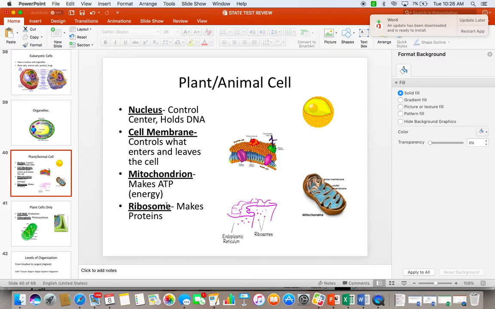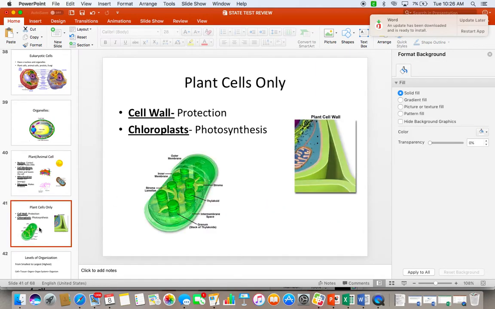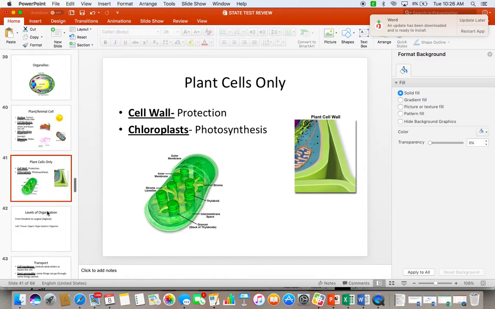This is just another rundown of the major organelles that you need to know. Of course, your cell membrane controls what goes in and out. Mitochondria does cellular respiration, makes your energy. Chloroplast is where we do photosynthesis. The cell wall is there for protection, and again, it's only in our plant cells.